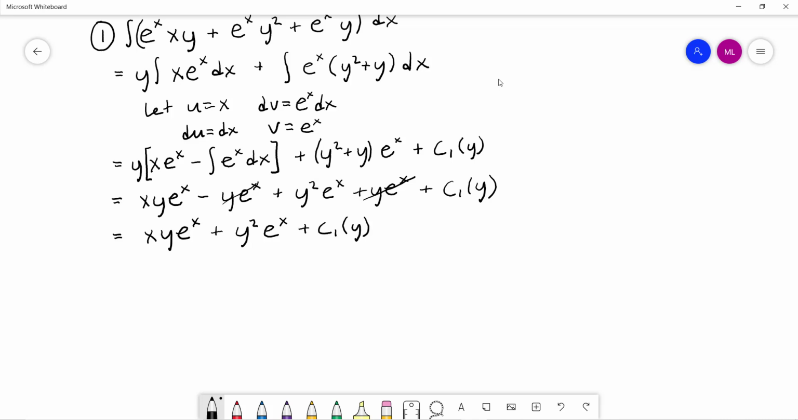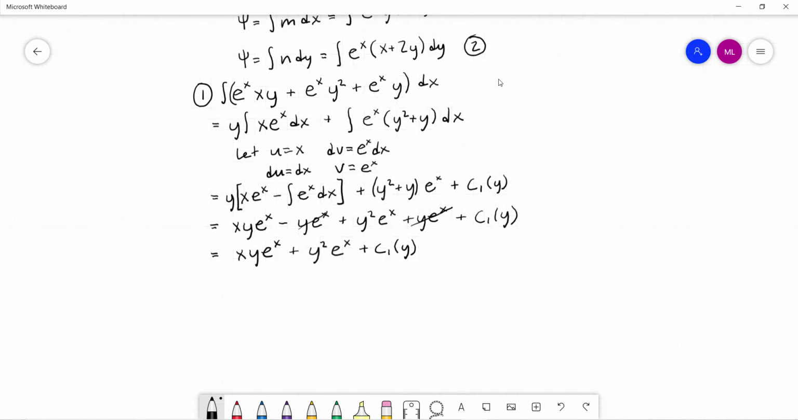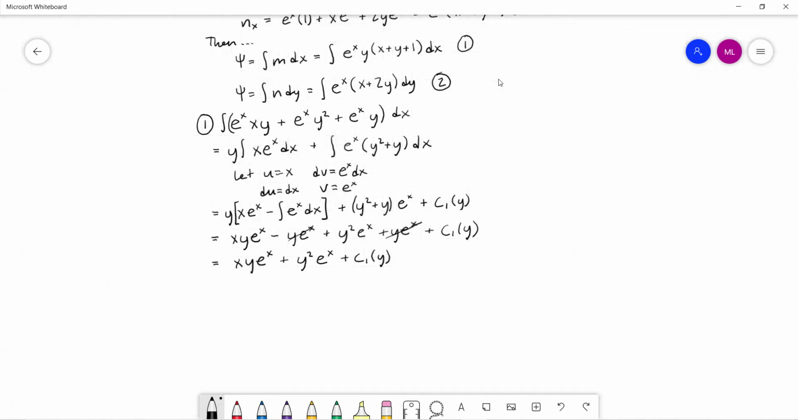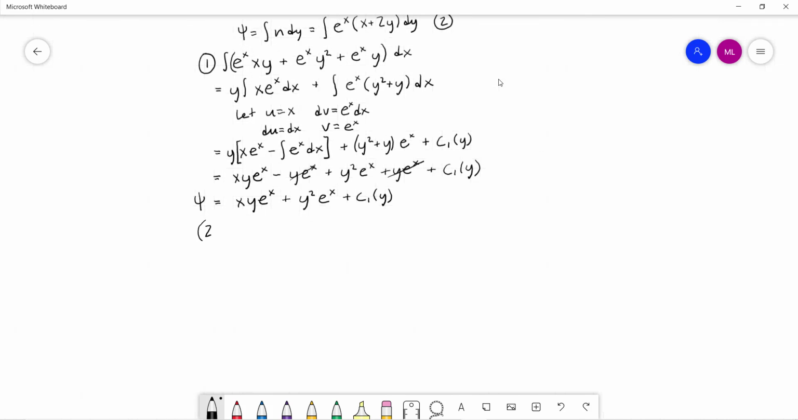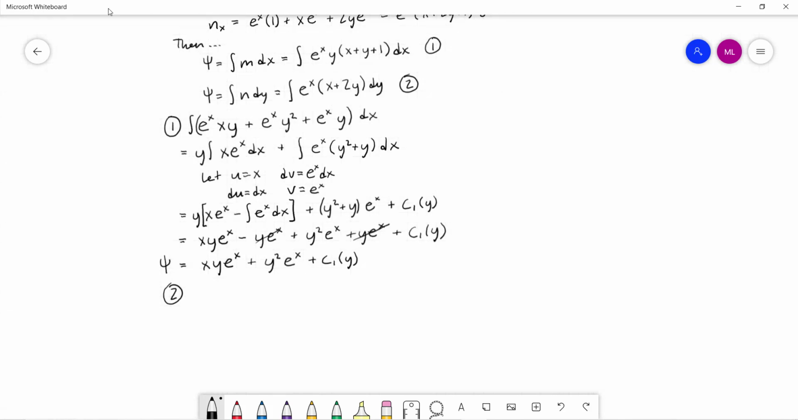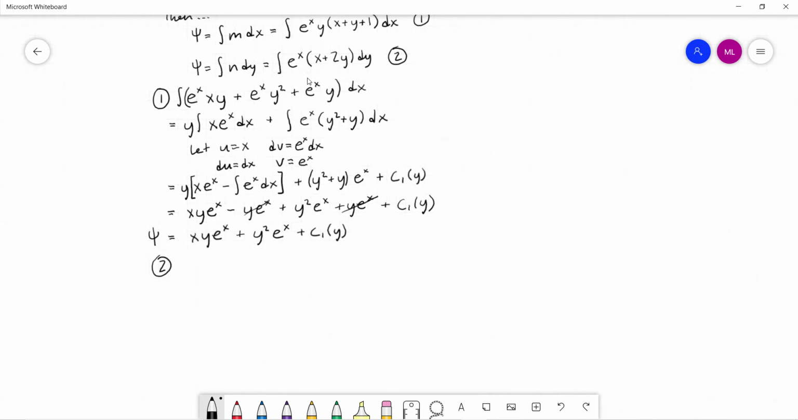Xy e to the x plus y squared e to the x plus c1 of y. So here's one guess for what psi could potentially be. Now let's do the second integral, number 2. Second integral is this one right here. The integral of n dy, which we've already written right here. This one's going to be relatively straightforward. This is the only term that depends on y.